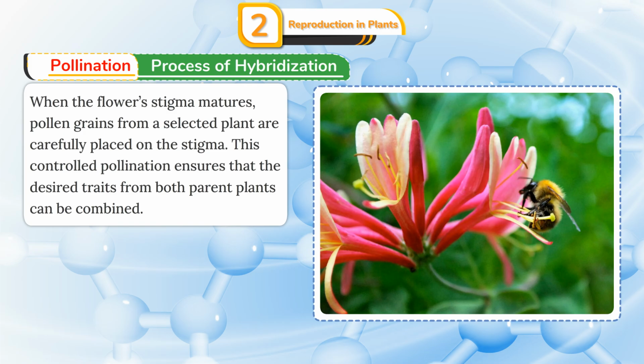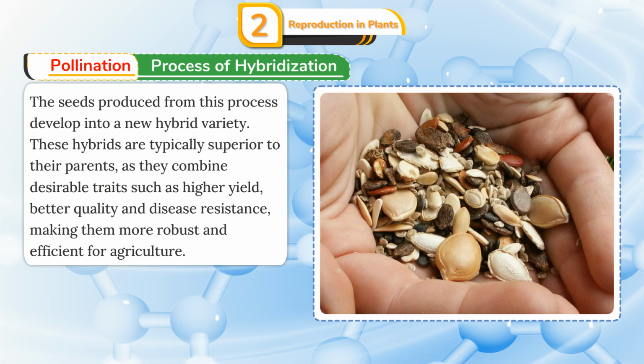When the flower stigma matures, pollen grains from a selected plant are carefully placed on the stigma. This controlled pollination ensures that the desired traits from both parent plants can be combined. The seeds produced from this process develop into a new hybrid variety. These hybrids are typically superior to their parents as they combine desirable traits such as higher yield, better quality, and disease resistance, making them more robust and efficient for agriculture.